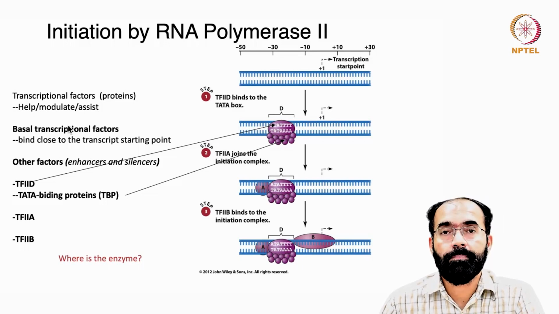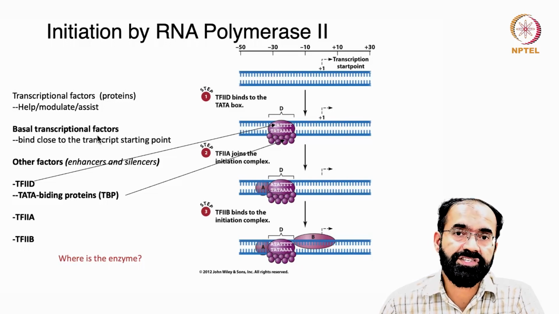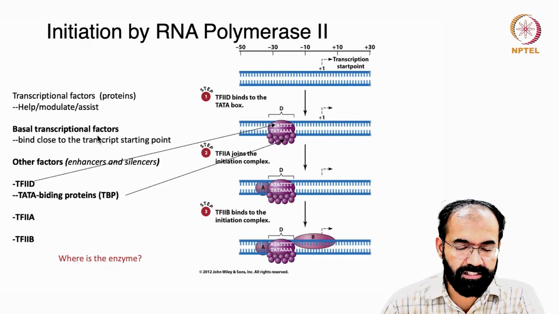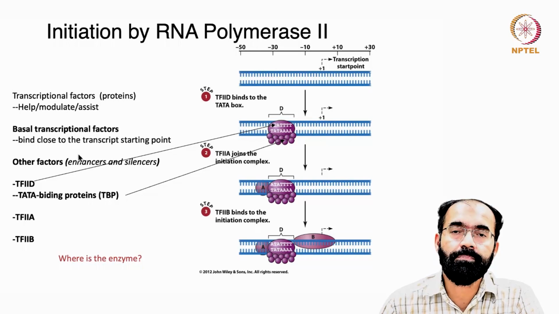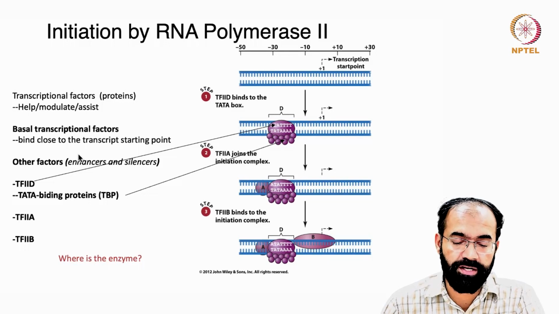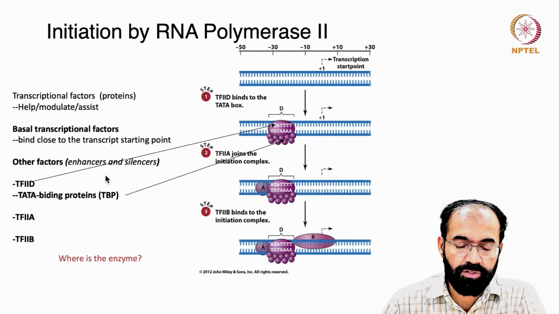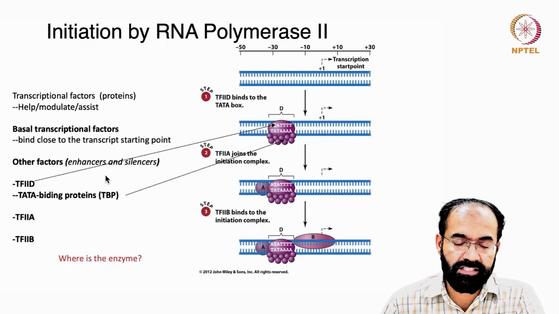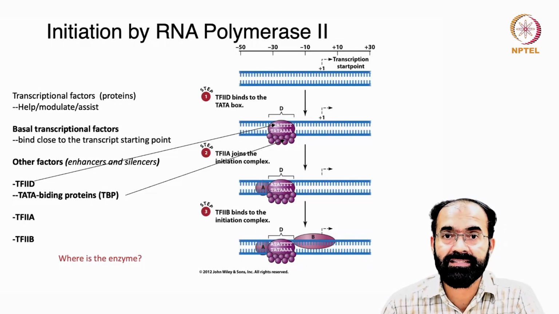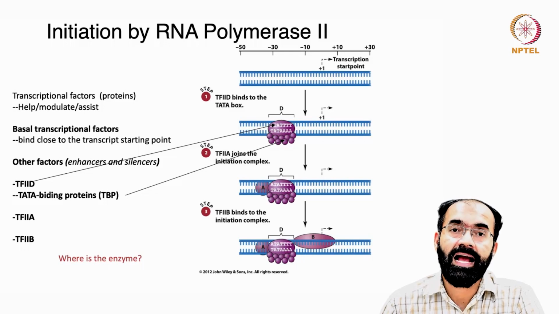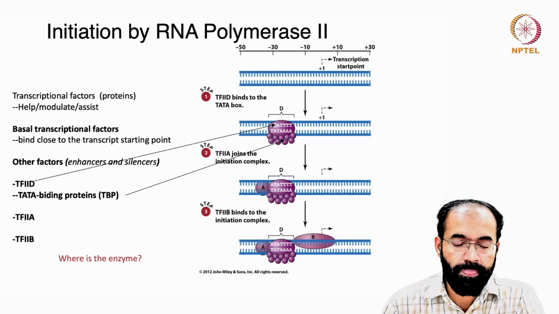And they are called basal transcription factors. Basal transcription factors are essential. They are inevitable for the transcription to take place, and they usually bind pretty close to the transcription initiation point. And there are many other factors that contribute to the regulation of transcription. They are called enhancers and silencers. Enhancers accelerate the transcribability of a gene, and silencers reduce the transcribability of a gene.